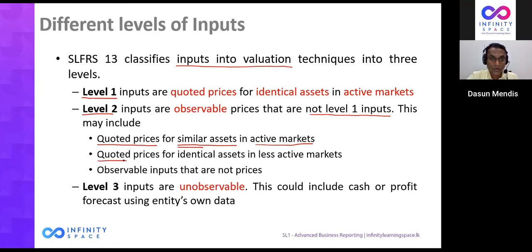Or else quoted prices for an identical asset, but the market is what? Less active. Or else it would be any other observable input which are not prices. A good example I can give you is, let's say I need to measure the fair value of a property. Let's say there's a property in an urban area. So there are recent transactions with regard to similar properties that have taken place in the past.